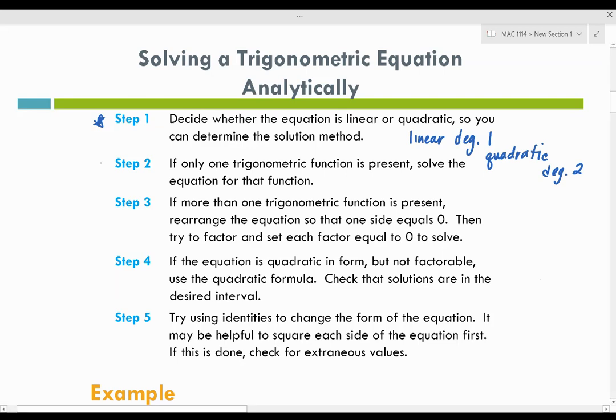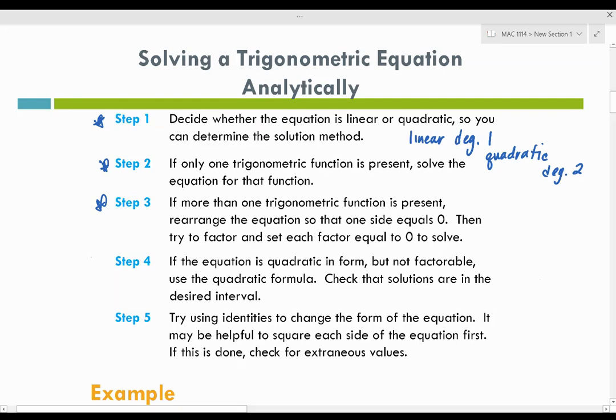Step 2: the next thing is to see how many trig functions are presently in the equation that you've been given. You want to count them. Do you have cosine and sine? Do you only have tangent? Do you only have cosecant? You need to figure out how many trig functions you have. Step 3 says if you have more than one trigonometric function, rearrange the equation so that one side equals 0, and then try to factor and set each factor equal to 0 to solve.